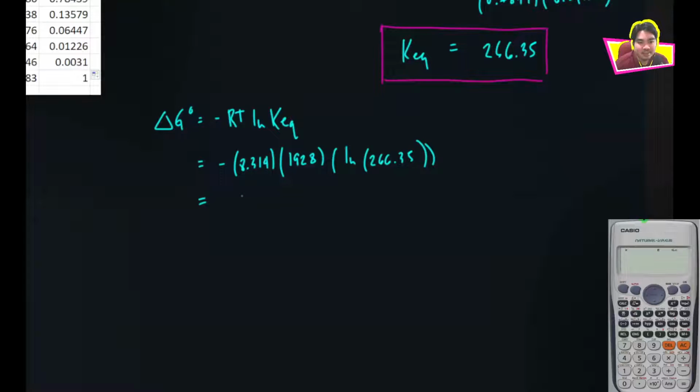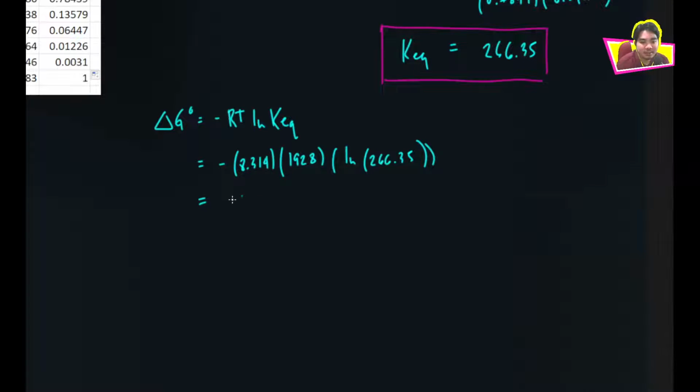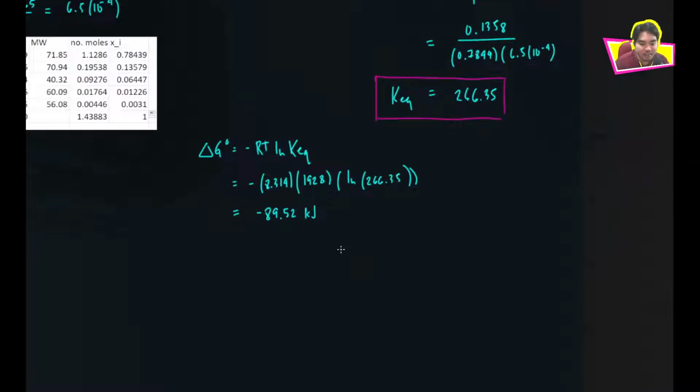Negative 89520.99. Negative 89520. Ano, bali 89,000 po kasi. Okay. Kilojoules na lang natin. So 89.52 kilojoules, and this will be our final answer for delta G, no?